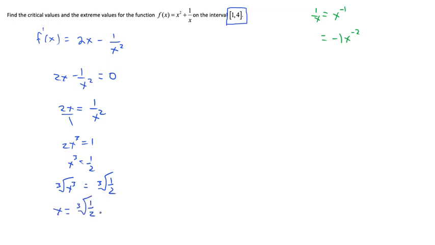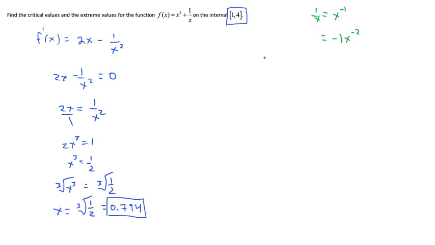Let's take a look here, using your calculators, the cube root of 1/2 is approximately 0.794, which would be a critical value, but it's not within the given domain here. We only want to find the extreme values on this interval. So this would count as a critical value in any other situation, however, not in this case.